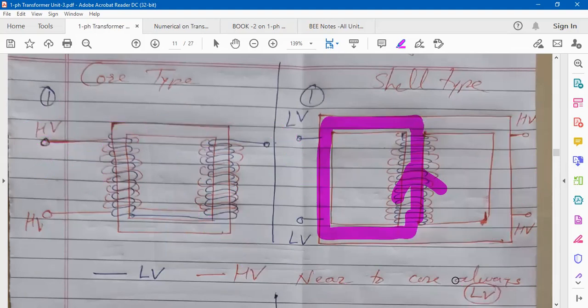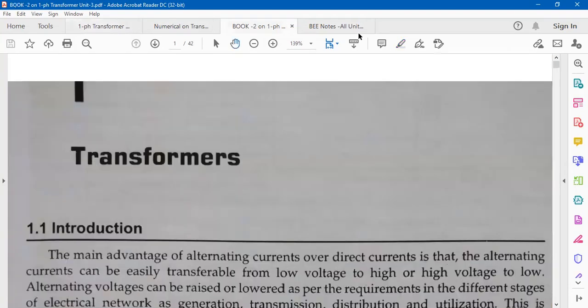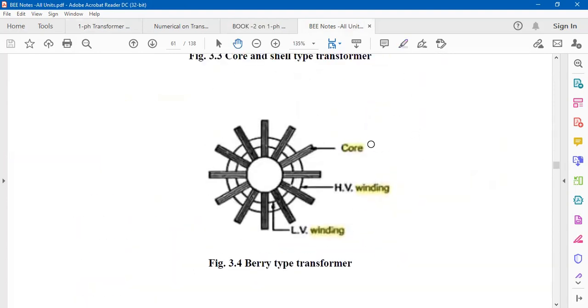Third one is also there. These two are used from generation up to distribution to step up or to step down the voltage. Core type is smaller one and shell type is larger one. And berry type is also there. Berry type is this one. Whatever right now you can see on the screen, it's a berry type transformer.